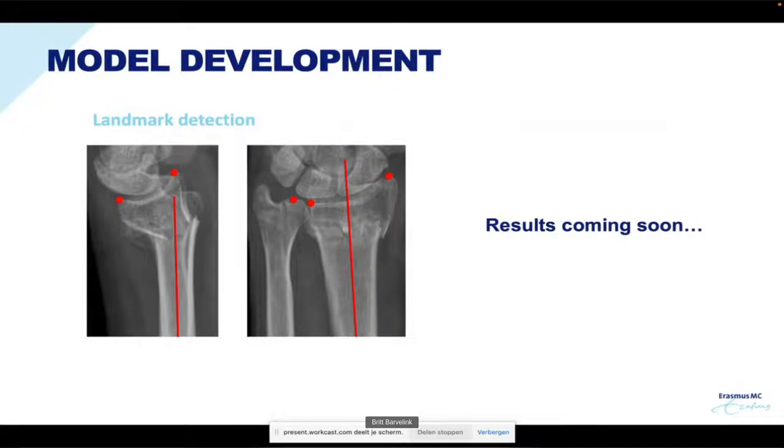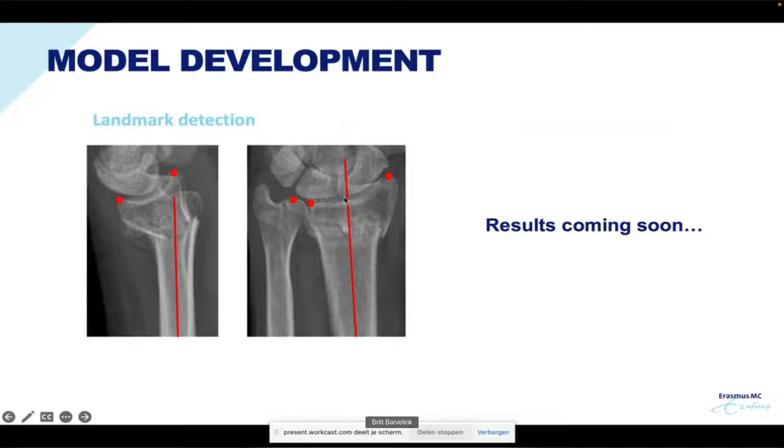The last thing we are working on right now to make our model more accurate is adding landmarks to our model. Because we know that our model now focuses on the fracture area. Well, when we decide if a fracture is acceptably aligned or not, we pay very much interest in the red dots you see over here.